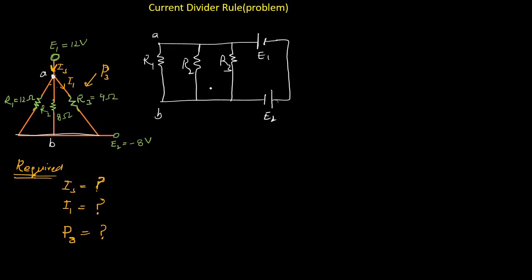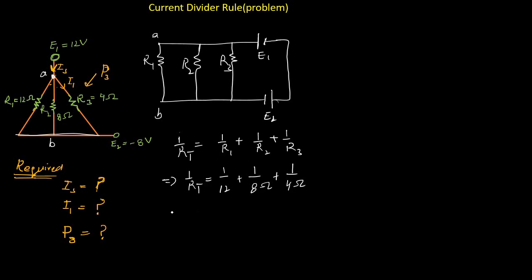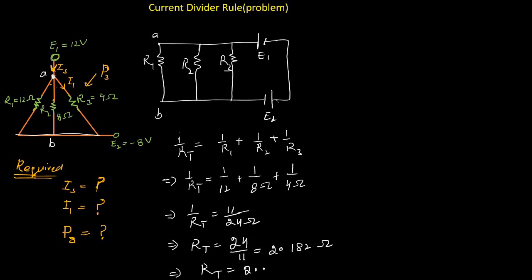Now to find the equivalent resistance of these three resistors, we already know that 1 divided by RT equals 1 divided by R1 plus 1 divided by R2 plus 1 divided by R3. Now 1 divided by RT equals 1 divided by R1, which is 12 ohms, plus 1 divided by R2, which is 8 ohms, plus 1 divided by R3, which is 4 ohms. So 1 divided by RT equals 11 divided by 24 ohms. The equivalent resistance from this equation will be 24 divided by 11, which equals 2.182 ohms. So the equivalent resistance of this network is 2.182 ohms.